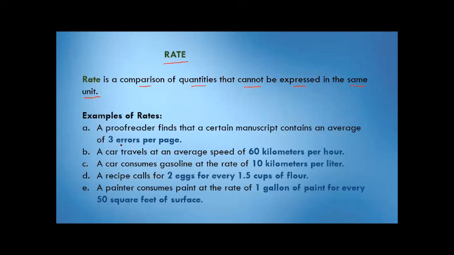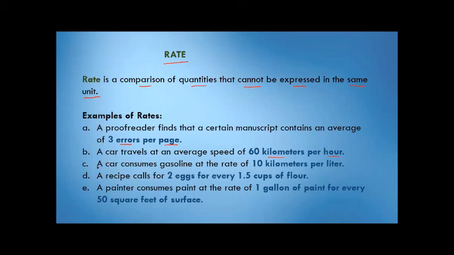So, ang kino-compare dito is error at saka ang page. So, magkaibang quantity, hindi pwedeng gawa ng same unit kasi error at saka page. So, ang tawag sa kanya is rate. Next, letter B, a car travels at an average speed of 60 kilometers per hour. So, ang kino-compare naman dito is distance at time. So, walang conversion para magkaroon siya ng parehas kilometers at parehas na hour. So, ibig sabihin, ang tawag sa kanya ay rate.